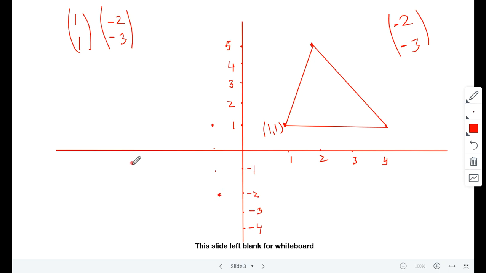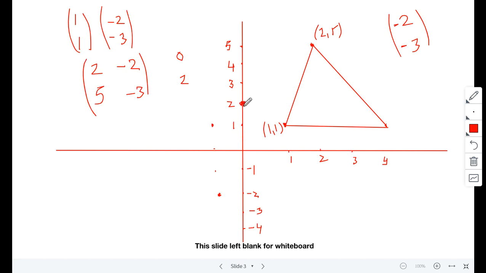Now take this point, or you can do it very simply: it's 2 comma 5, so just write 2 comma 5 and write how much you have to translate, so it's -2, -3. 2 minus 2 is 0, 5 minus 3 is 2. That's your new coordinate, that is 0 comma 2. That's here.